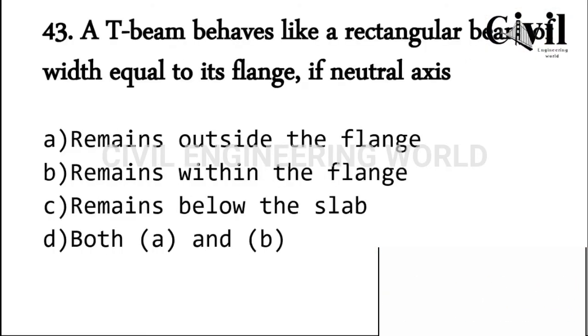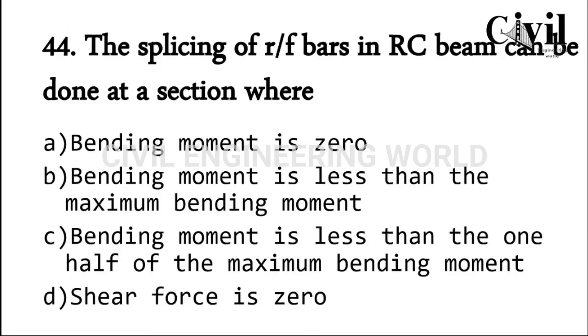Next, the T-beam behaves like rectangular beams of width equal to its flange if neutral axis remains within the flange. So B is the correct answer. Okay, so let's move to the next one, which is the splicing of reinforcement bars in RC beams can be done at this section where the bending moment is less than 1/2 of its maximum bending moment. C is the correct answer. Okay, so let's move to the next one.